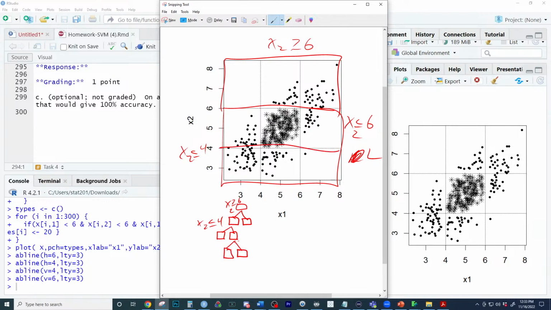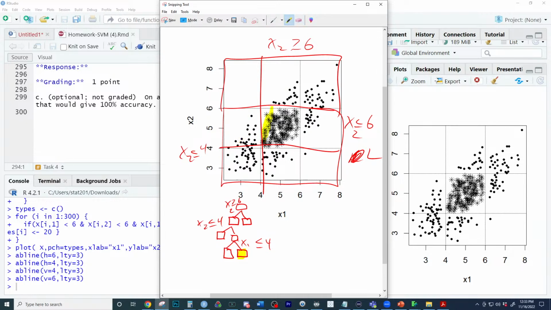Because now we're inside of this, and now we got to write an x1 rule. So now it's x1 less than or equal to 4. And if it's yes, it's going to be this portion right here. That is the yes. Now we need to say the no. And so the no is over there.